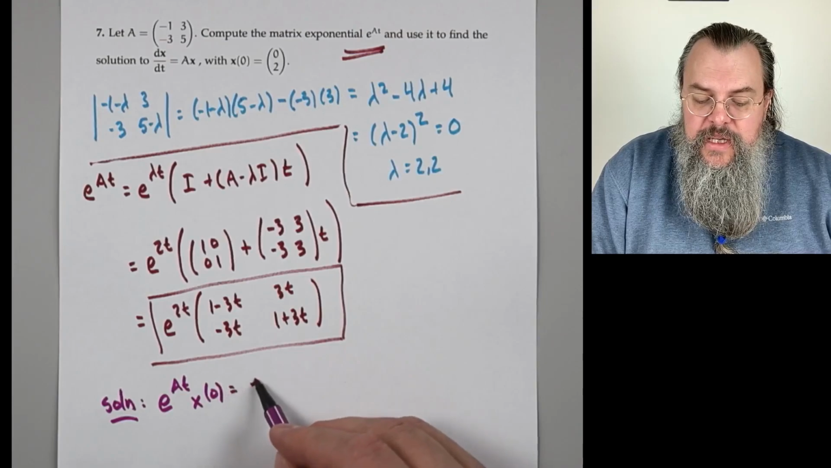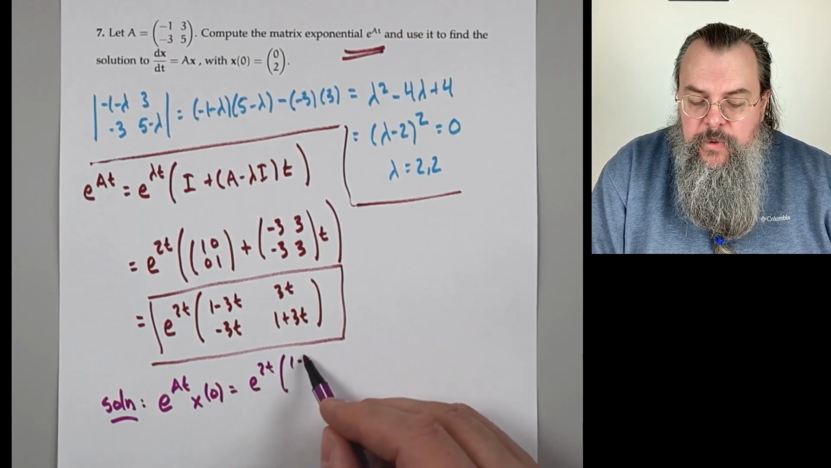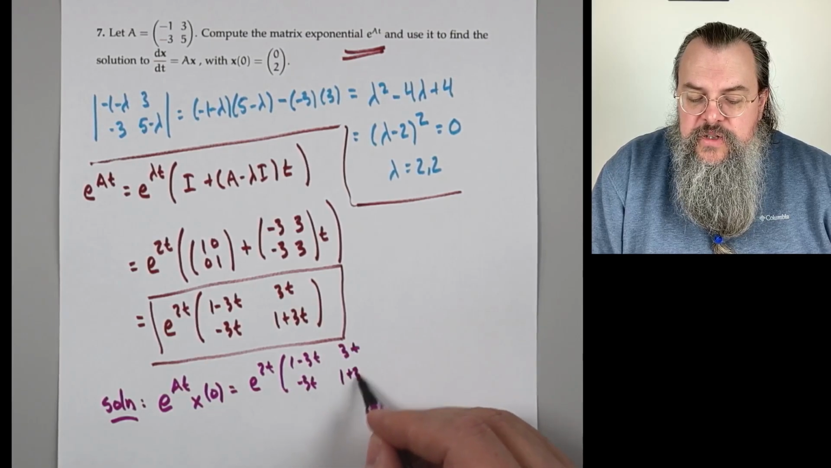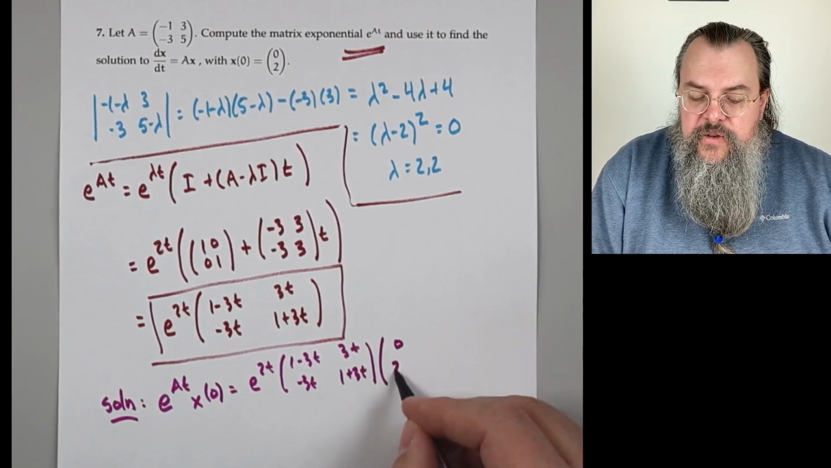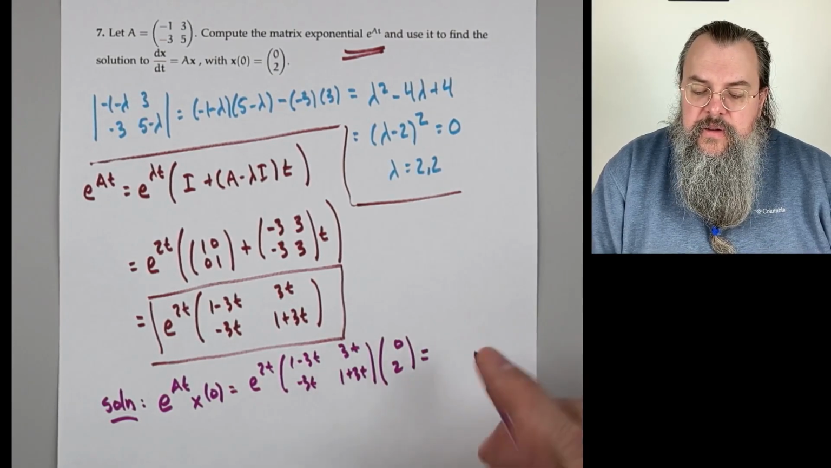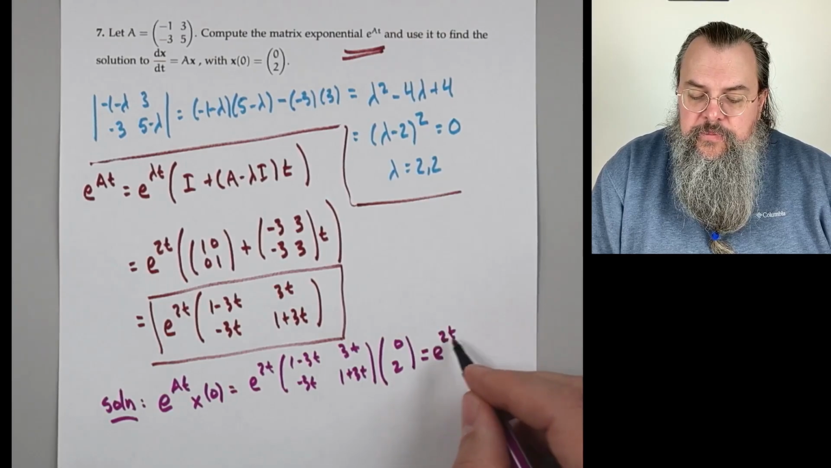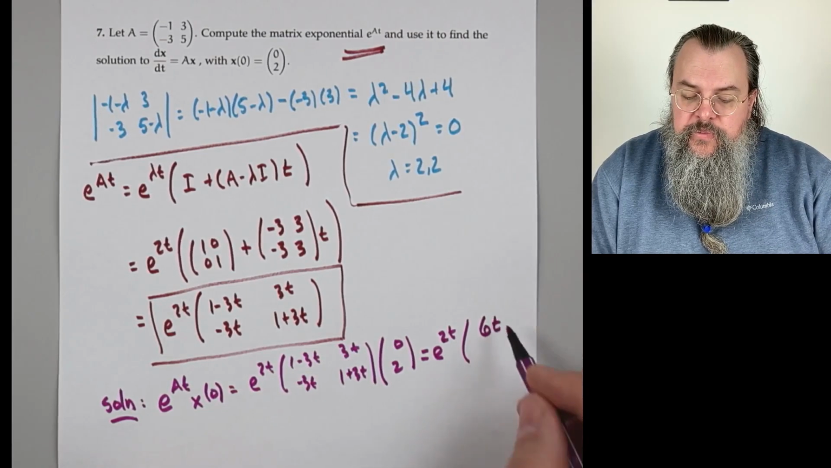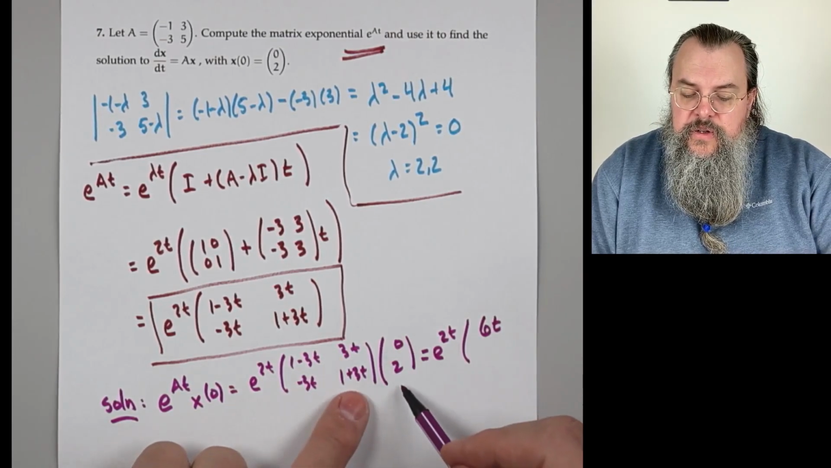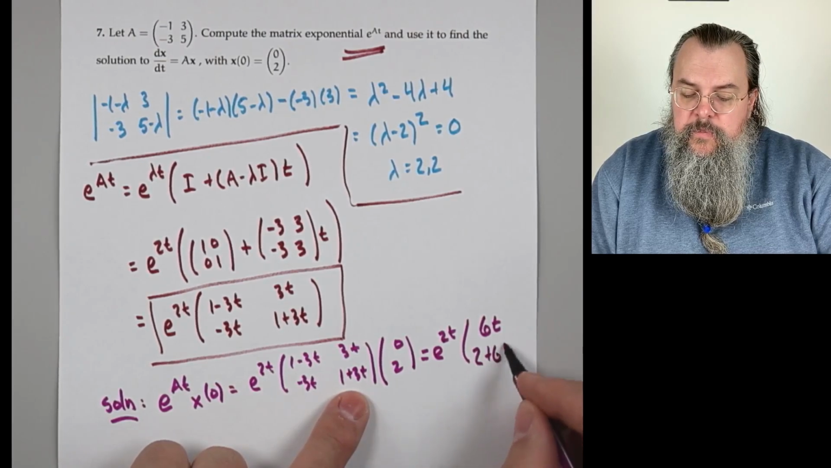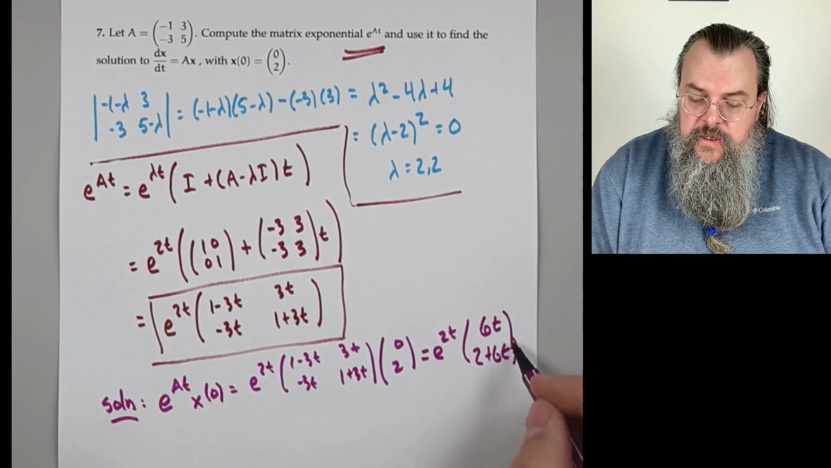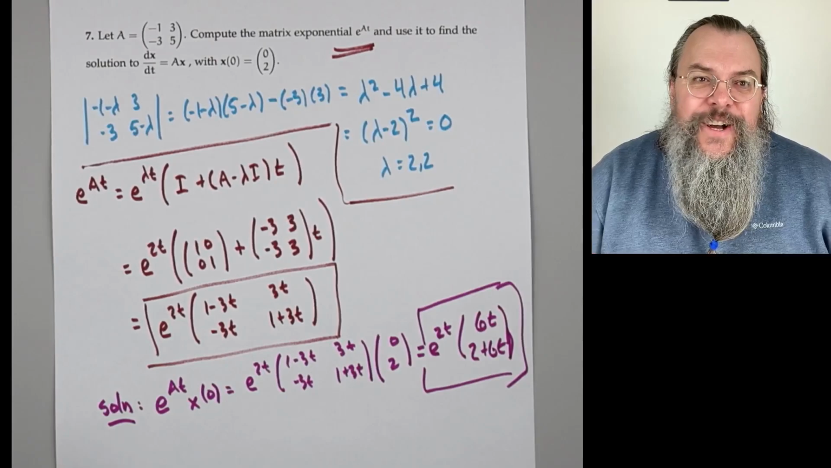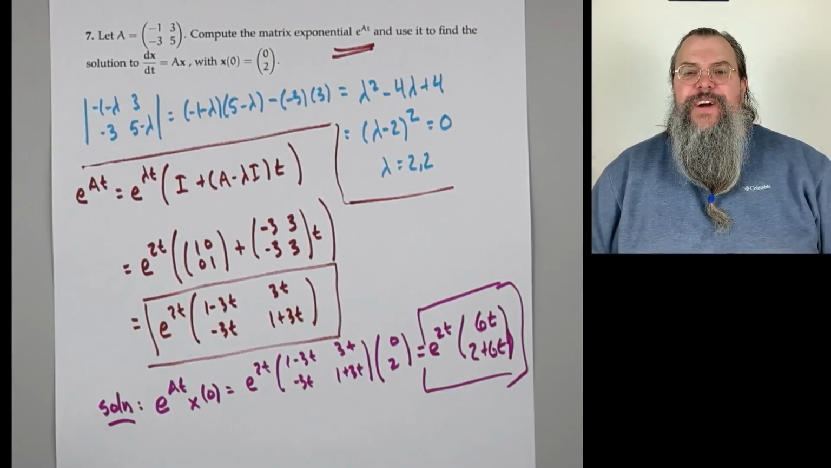So that would be e to the 2t, 1 minus 3t, 3t, minus 3t, 1 plus 3t, times 0, 2. Well, that leaves us an e to the 2t in the front. Then we have 0, 6t. Then we'll have 0 and 2 plus 6t. And that's the answer. That's it. We're done. We found the solution with the right initial condition.